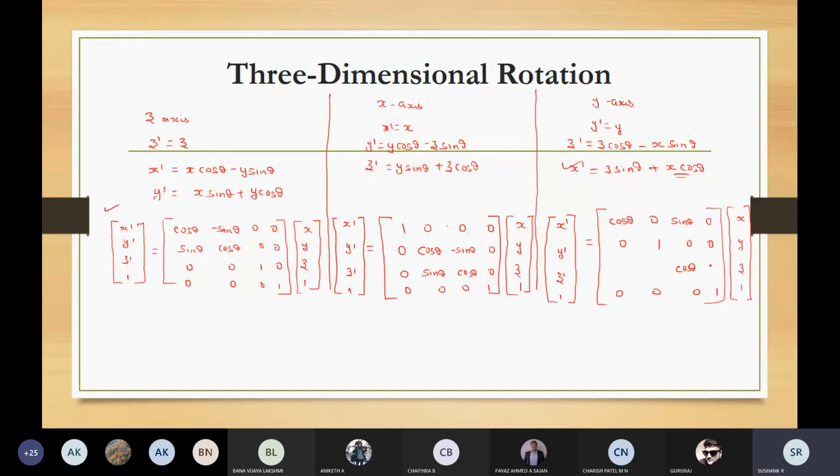And the first term is x into sine theta, minus x into sine theta, so this will be minus sine theta. So this is the transformation matrix. By looking into the equation, you can reverse engineer it and represent that in the matrix format. So these are the equations when you want to perform the rotation along z axis, x axis, y axis.